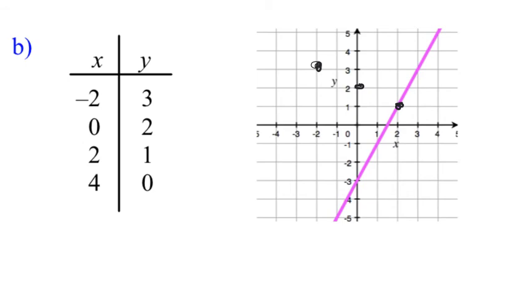That's already on the purple line. I don't really need to do any more work. I can see that the point of intersection has got to be 2, 1. That's got to be the solution, right? Because it lies on the purple line. So I'm done. I don't really want to do anything else.